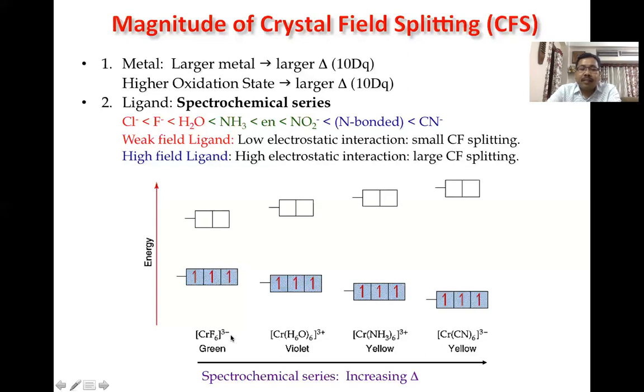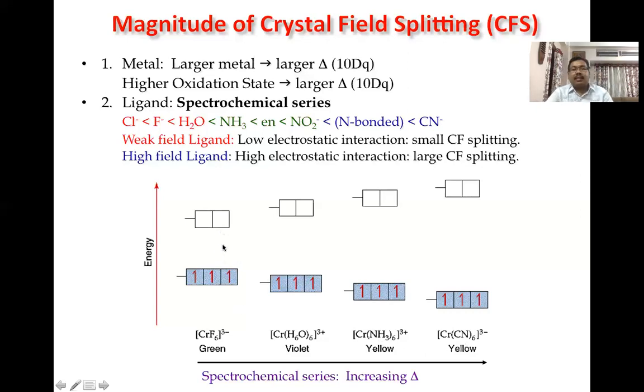Here it is F6, 6 fluoride ligands. Here 6 water ligands. Here 6 ammonia ligands. Here 6 cyanides. So that is the difference; the rest of the thing is the same. The oxidation state of chromium is +3 here, here also +3, here also +3, and here also +3.